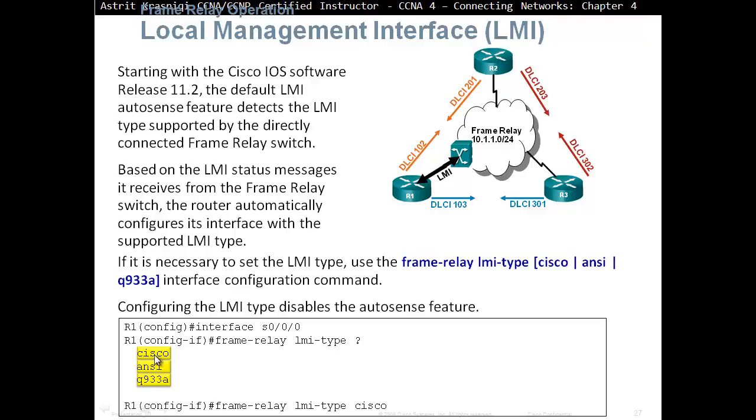So for example, interface serial 0/0/0, and we're choosing which LMI we are using. The default is Cisco. The LMI is between your Cisco router and the service provider. That's it. It is not from you to the end device. This LMI is only the status information between you and the service provider.